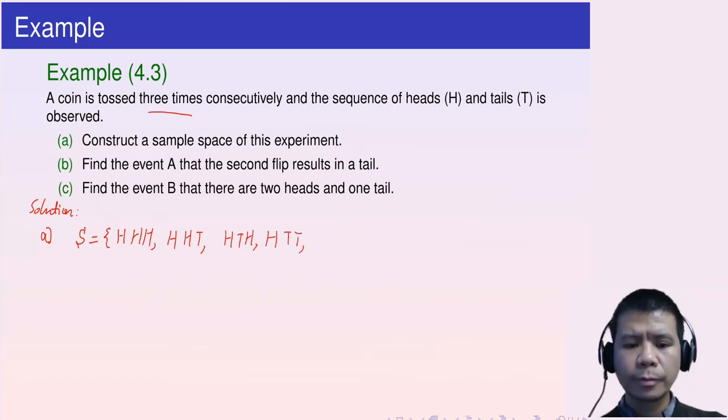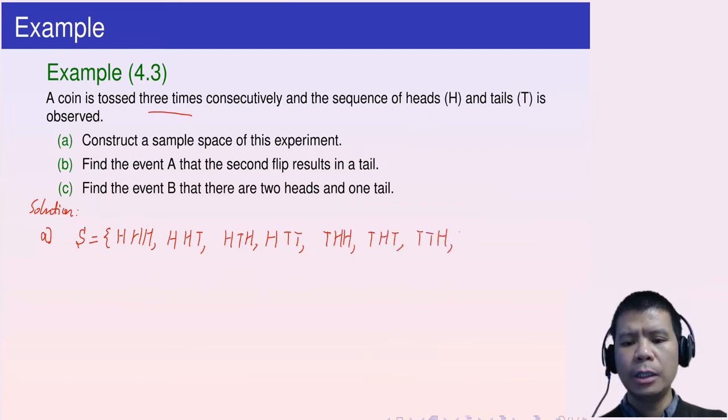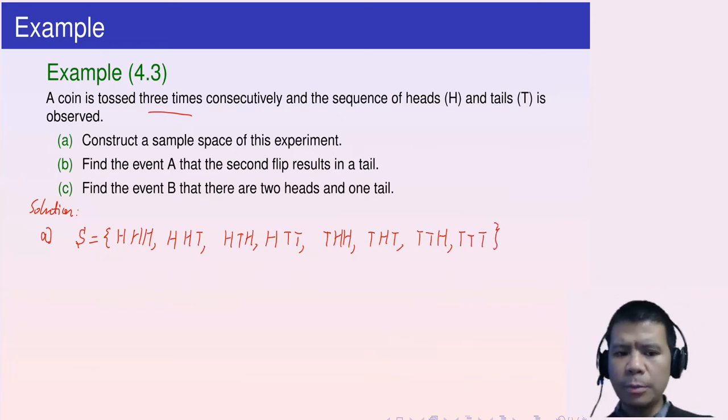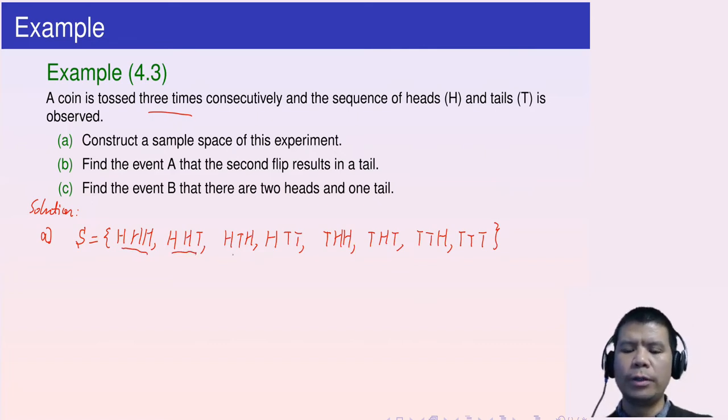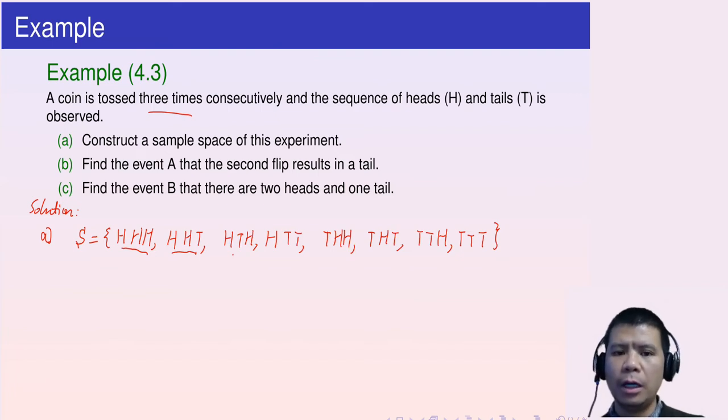Head, tail, tail, head, tail. Is that possible? Are there other possible outcomes here? No. Okay, these are all the possible outcomes for this random experiment. You got 3 heads in a row, head, tail, head, and so on, right? So these are all the possible outcomes. How many are there? 1, 2, 3, 4, 5, 6, 7, 8. So there are 8 possible outcomes.